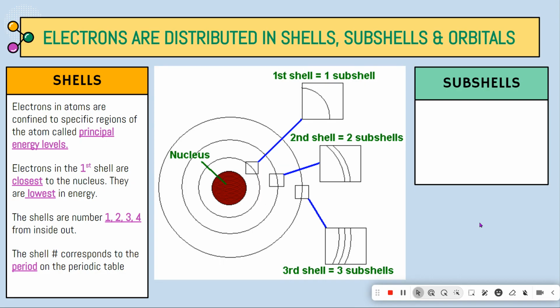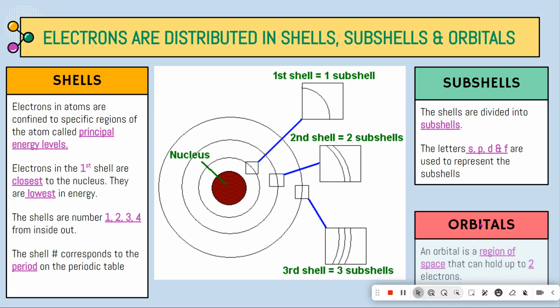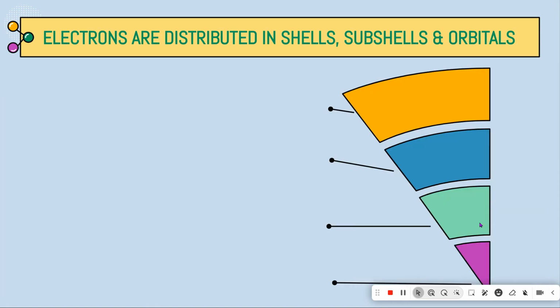Within the shells, there are subshells, and these subshells have the letters s, p, d, and f. These are the letters we will use to represent subshells. And within the subshell, there are orbitals. An orbital is a region of space that can hold up to 2 electrons. So let's look at what these shells and subshells and orbitals look like.